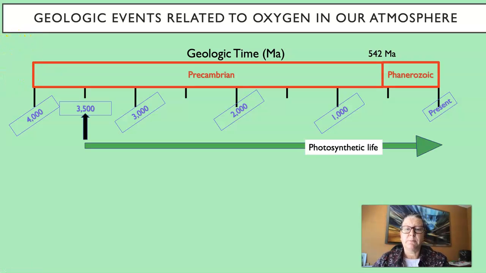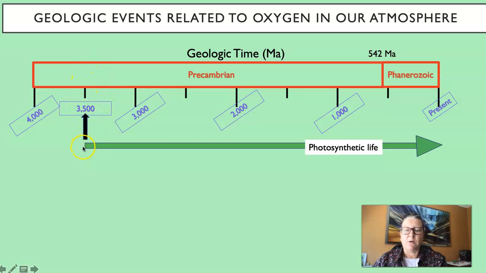So what we're going to do is put on here information about oxygen in our atmosphere, oxygen being O2. And remember, the early atmosphere was mostly water vapor and carbon dioxide, not something that's very breathable. Remember that the earliest life that we know of, blue-green algae, was a photosynthetic organism, and the oldest fossil that we've been able to find is about 3.5 billion years old.